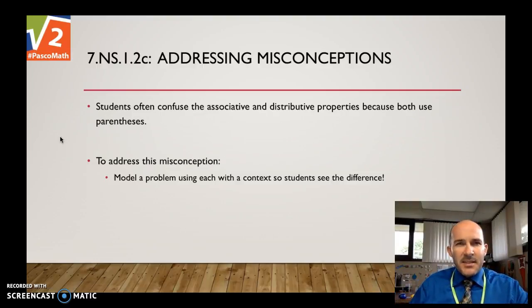Some anticipated misconceptions. Students often confuse the associative and distributive properties because they both use parentheses. And so I would encourage you to model a problem using each with a context so students see the difference. We just don't want them to be looking for key things like parentheses means it's either associative or distributive property, because they'll never be tested on just what is this property. They need to be able to use those properties to solve problems.